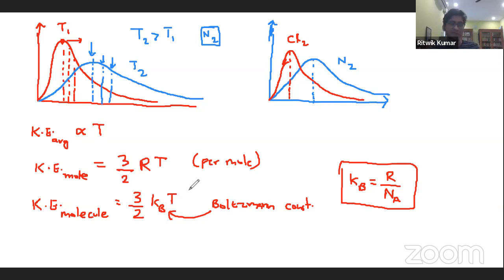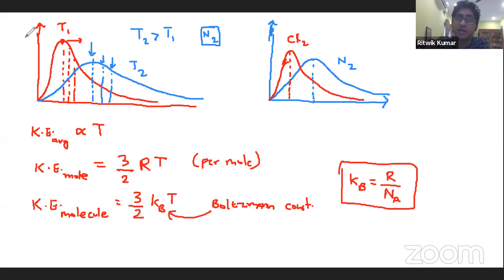So this is basically it for kinetic theory of gases. These are the major points I've hit upon. If you want to know the derivation of it, you can ask me later on. It's not that important, so you don't have to waste your time on it.